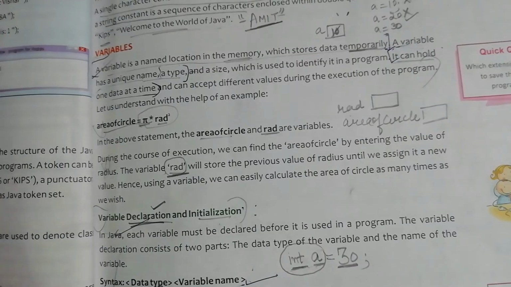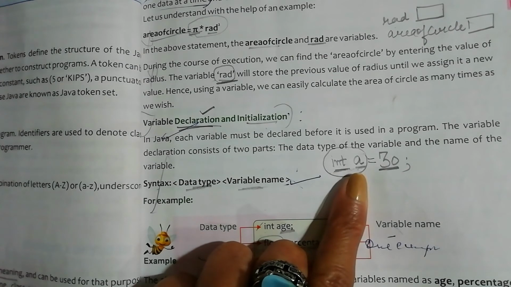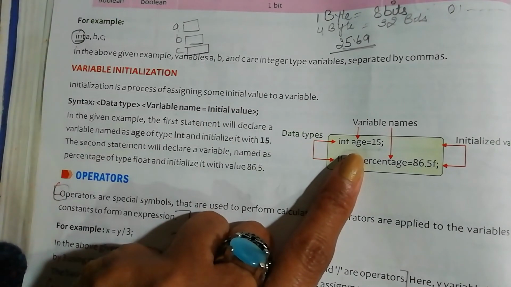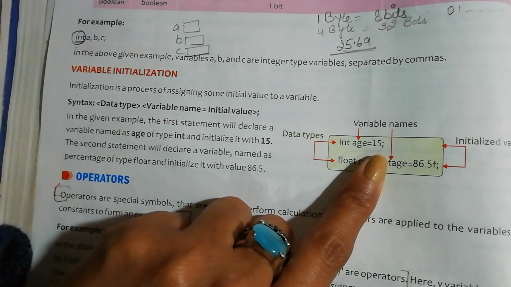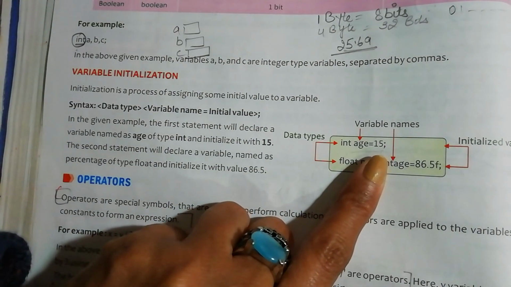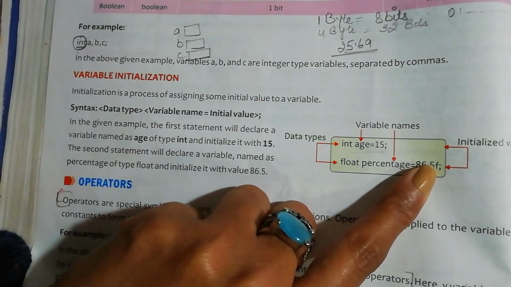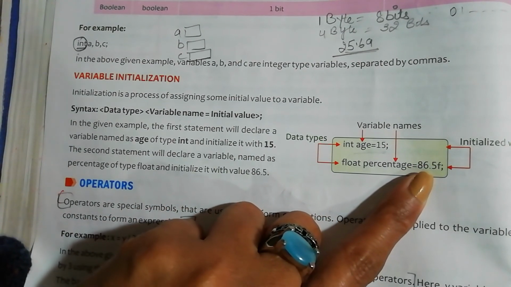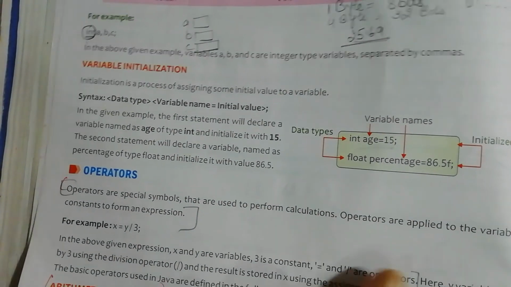So let me remind you here. This is called initialization. This is your data type, variable name, and your value for the initialization, so the initial value. In the same way, age is a variable name which is of type integer and it will hold the value 15. Clear? In the second one, what is f? This is configuration. You have to write f if you are going to store a float number. Float number means a number having a decimal point. Clear?